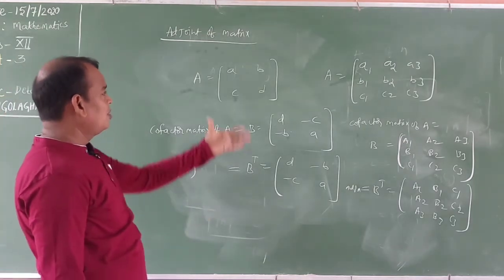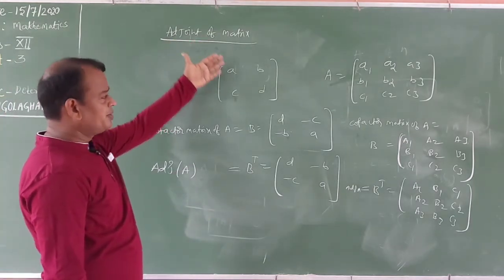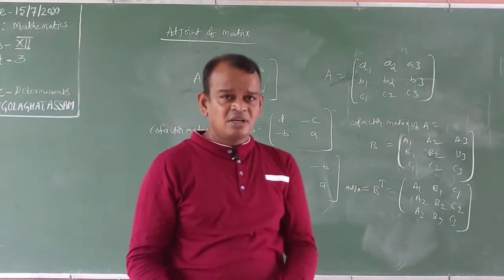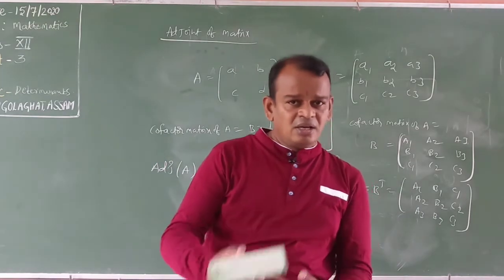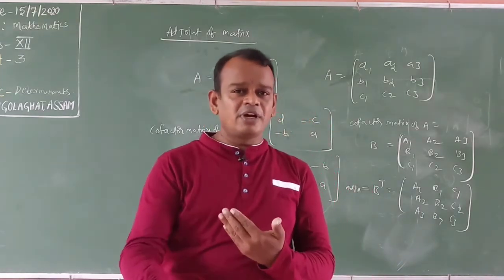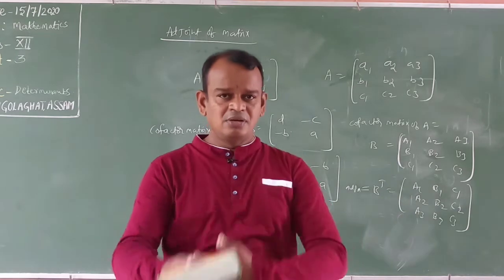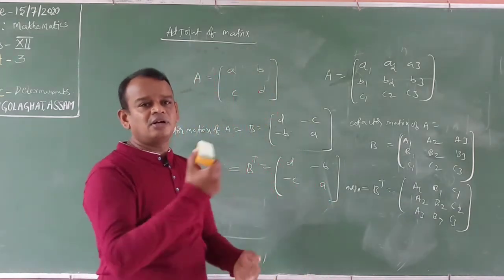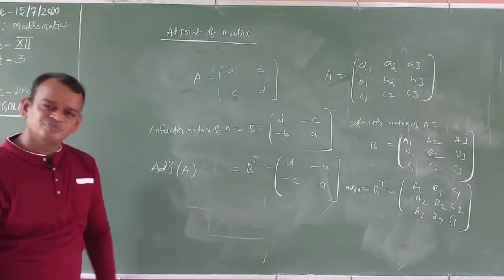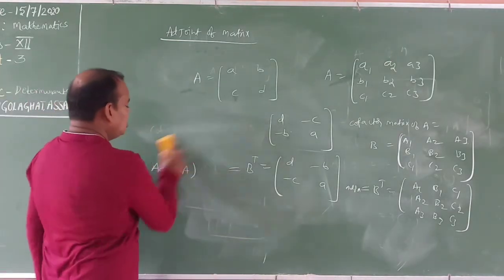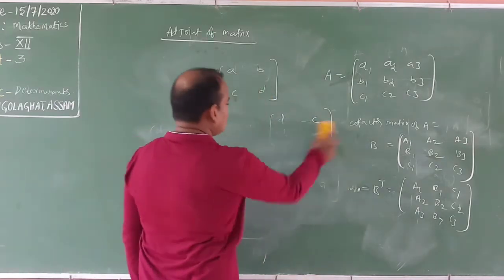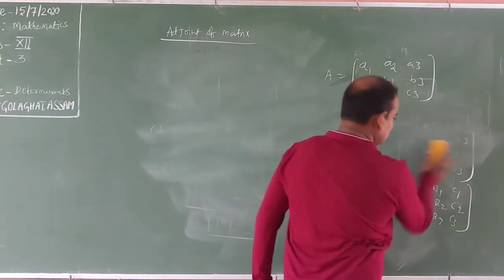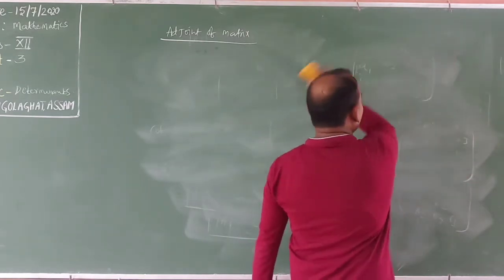Okay? How to find the adjoint of the matrix? This is the process. We take the given matrix, replace the elements with their corresponding cofactors, and after that we do the transpose. The transpose matrix is called the adjoint of the matrix. Okay. Now, one important result is going on. What is the important result? See once. Very, very important one.